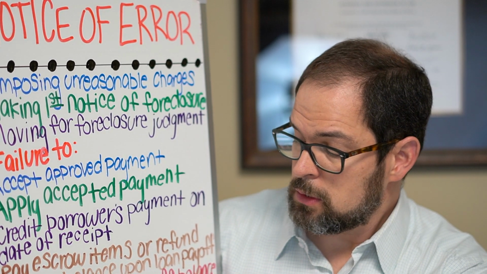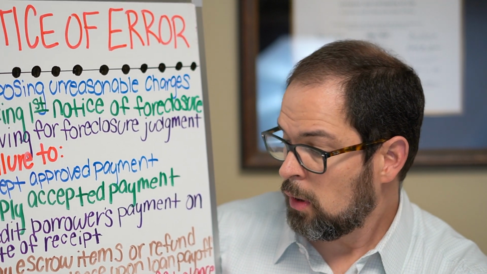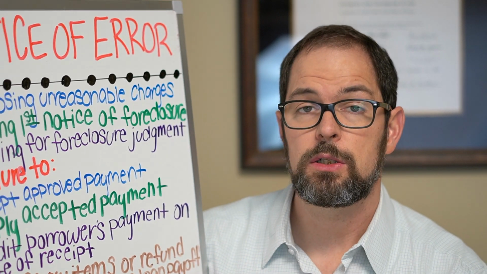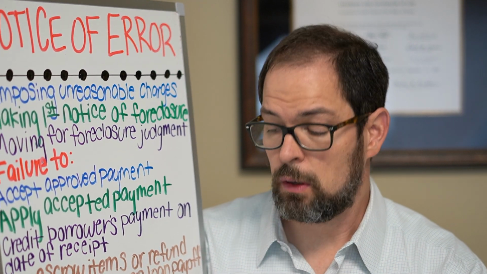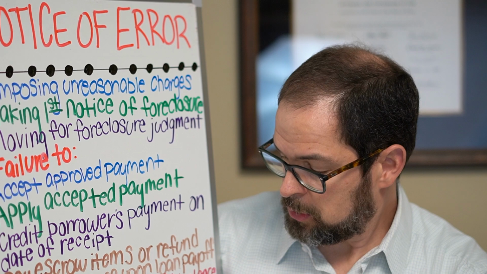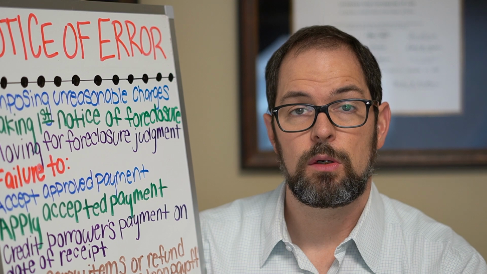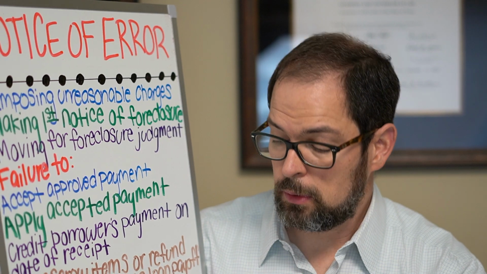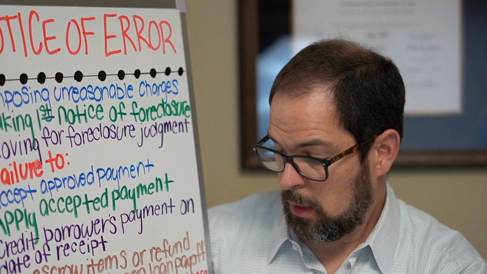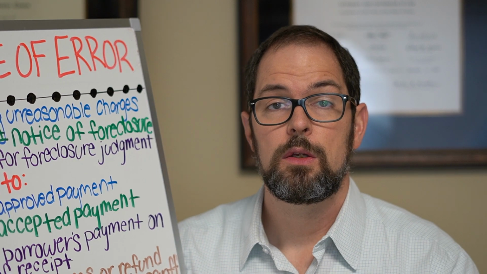Another basis for notice of error is the failure to provide accurate information for foreclosure and loss mitigation options. If you're in loss mitigation, they give you inaccurate information, then you can send a notice of error. Failure to transfer servicing properly. There's a handshake that has to go on between your old servicer and new servicer. You can send a notice of error if they fail to do that properly. And any other errors that they make in servicing. So there's a lot of ways that mortgage servicers make mistakes, and a lot of grounds you can have for sending a notice of error.